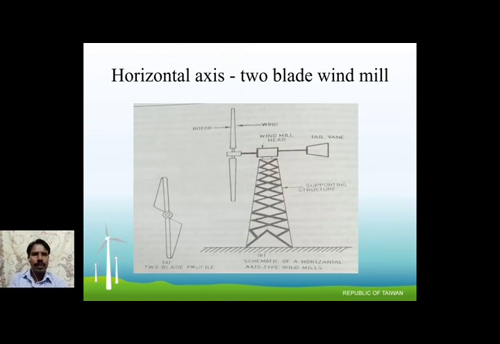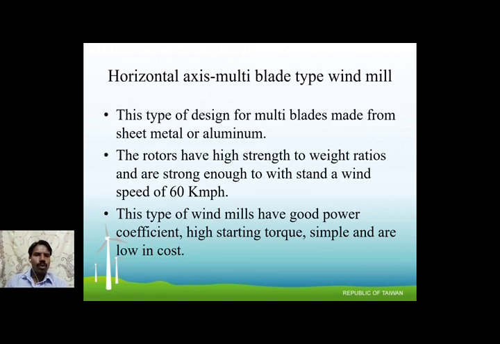It is another diametrical representation. You can use the diagram from your examination point of view. Horizontal axis multi-blade windmill. Here we have some multi-blade types. This type of multi-blade design is made from sheet metal or aluminum. The rotor has a high strength to weight ratio as compared to other types of windmill.